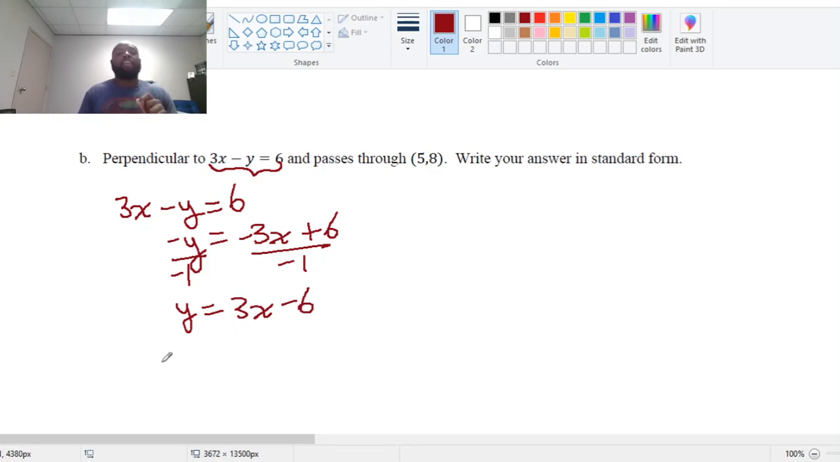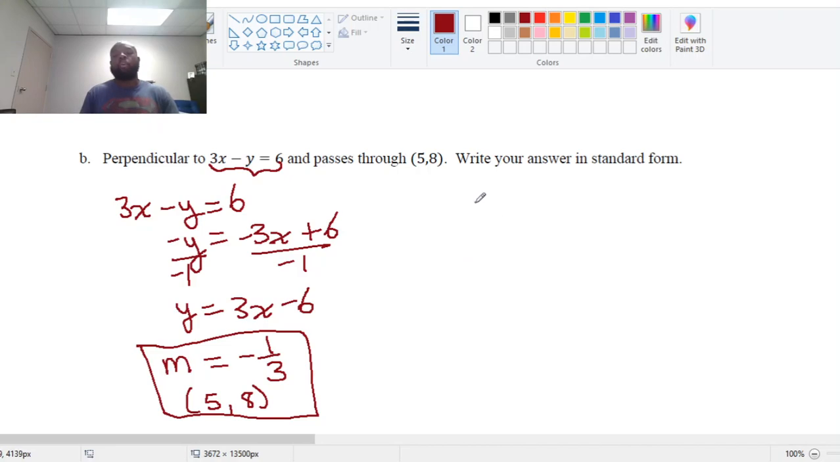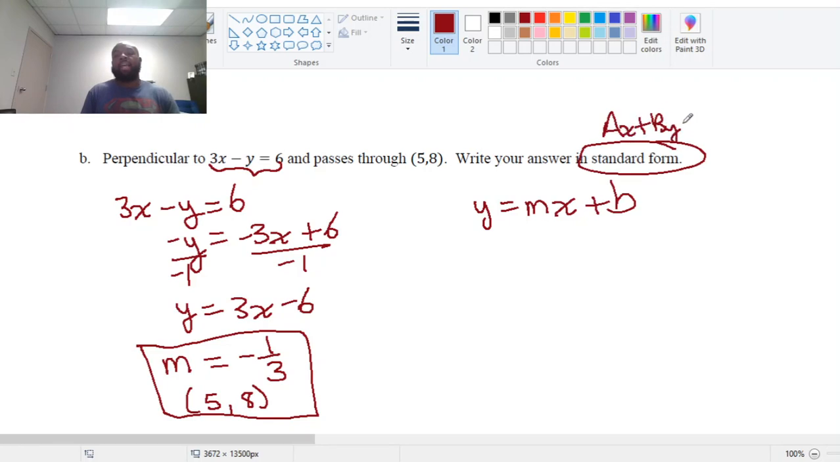So the slope of the line that I'm going to create is going to be the negative or the opposite reciprocal, which is going to be -1/3. And we know that the line is going to pass through the point (5, 8). And so this time, instead of using the point-slope form, I'm going to go back to my slope-intercept form, but then I'm going to write my answer again as ax plus by equals c. All right, and so let's do that.